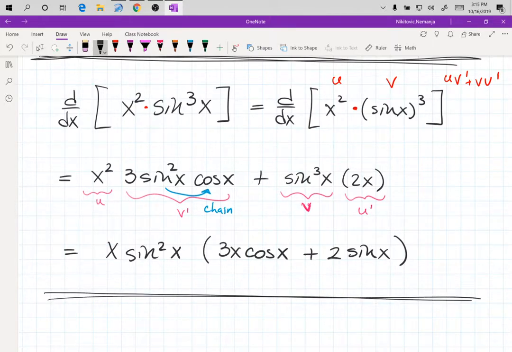So this problem has a chain rule inside the product rule, and we have to do the product rule first because that will be the rule for the entire problem, and then when we had to take the derivative of sine cubed, that's when the chain rule kicked in.